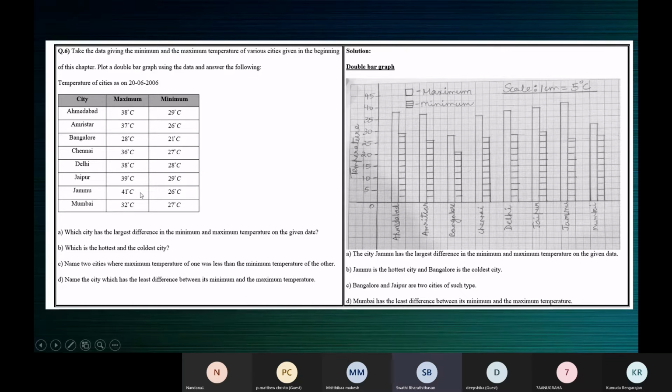Okay, children, since these questions are completely in English, you can definitely understand them and answer the questions. That's why I'm not discussing. There's nothing mathematical here. So I'm sure you can help yourself.